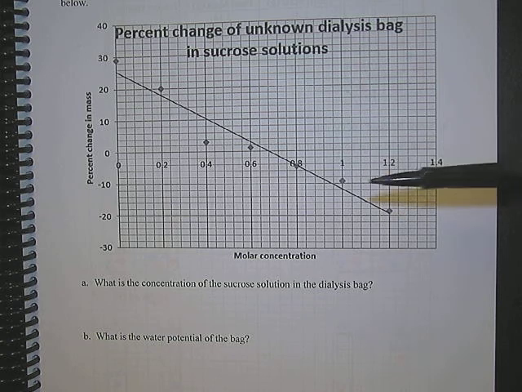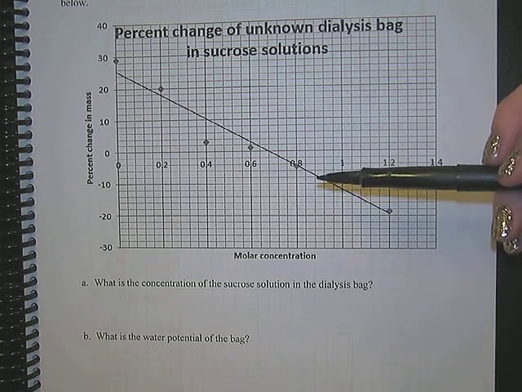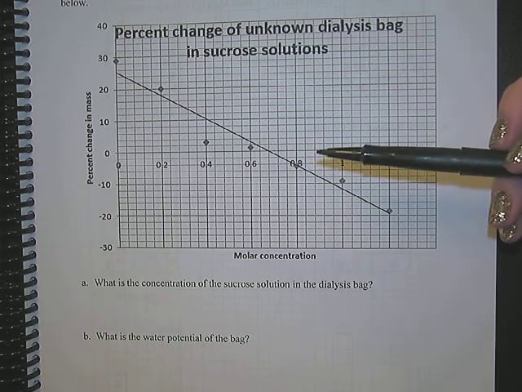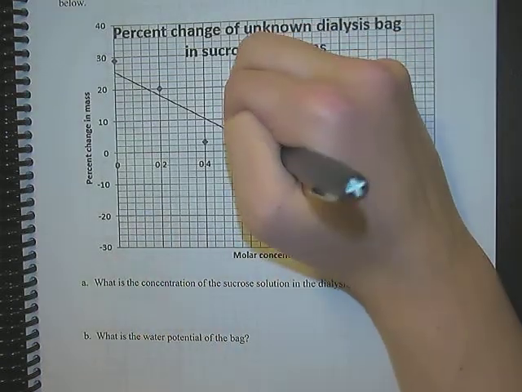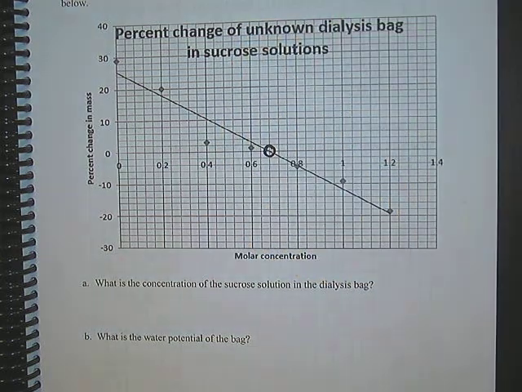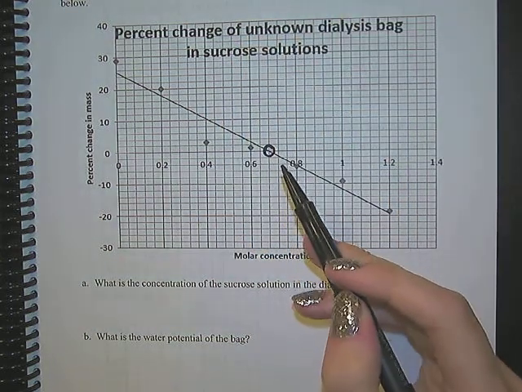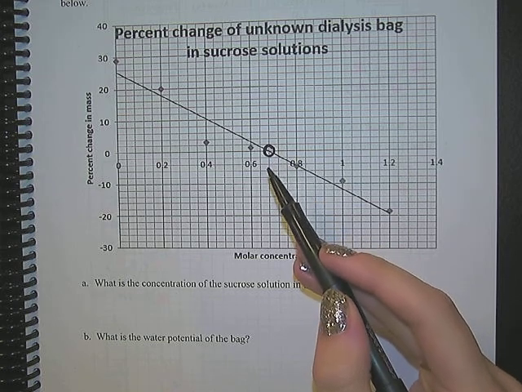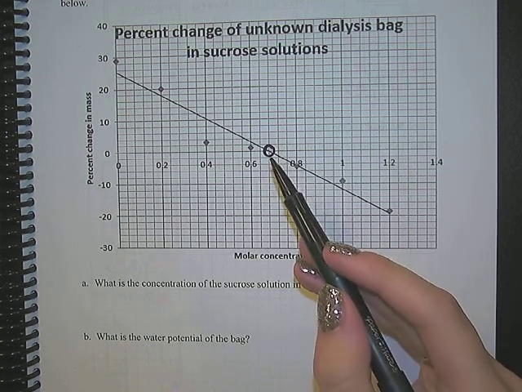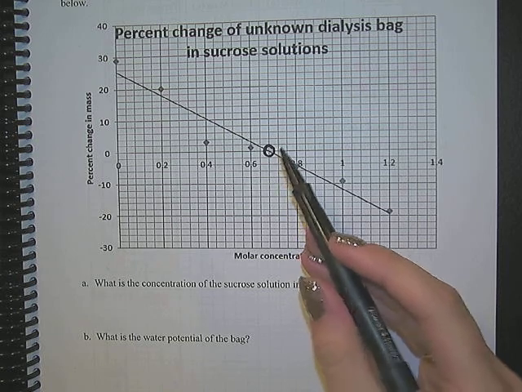So in theory, if you have an isotonic solution, there's going to be no change in mass. So where that best fit line crosses 0, in this case, it's going to be about here. This is actually going to be the molarity of the unknown solution, because if it's isotonic, there's no net change, and we need that for our formula.